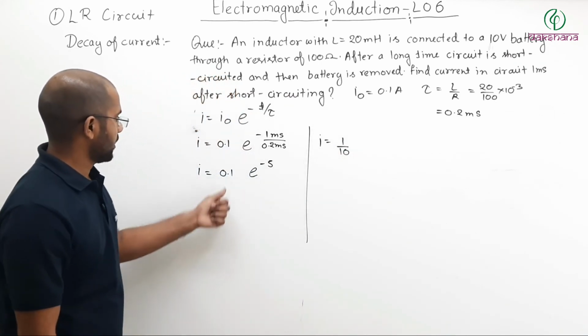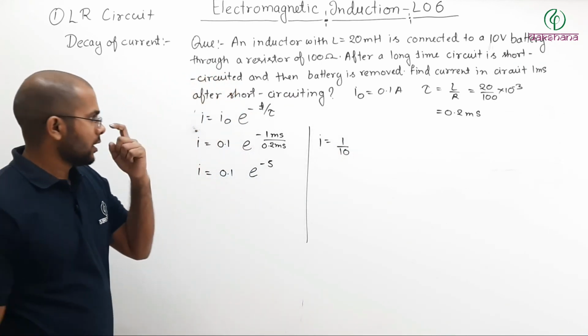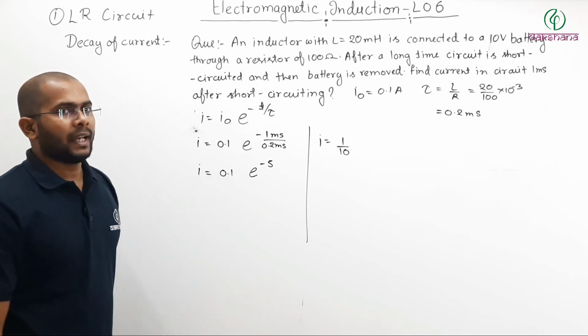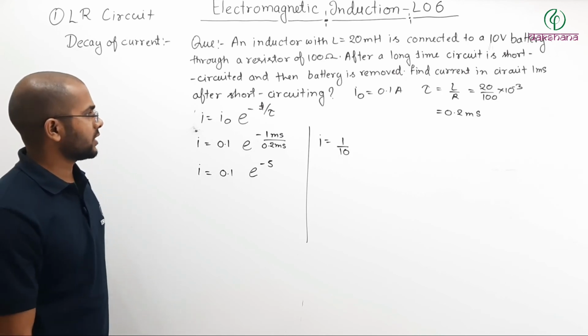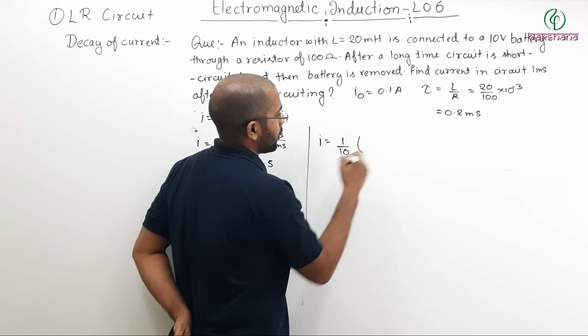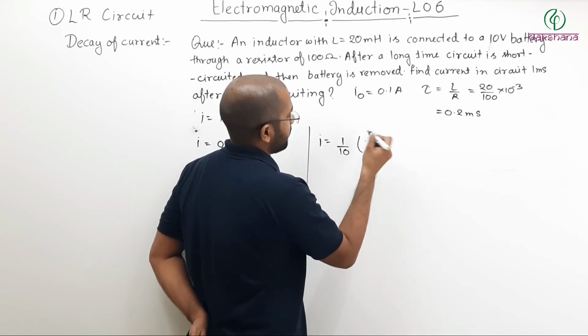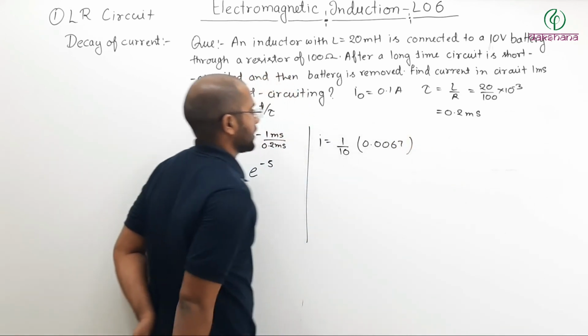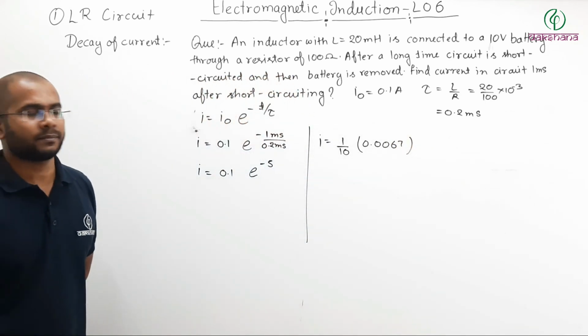Correct? Yes. 0.1 is 1 by 10. So 1 by 10 times e to the power minus 5. And e to the power minus 5 is how much? e to the power minus 5 is approximately, you can check your log table, approximately 0.0067.